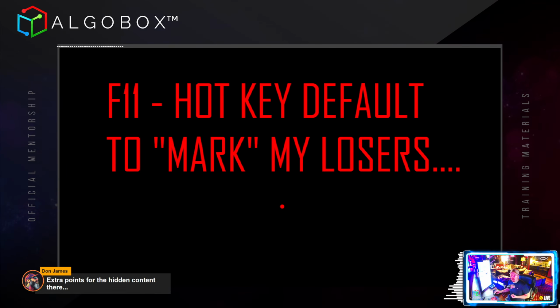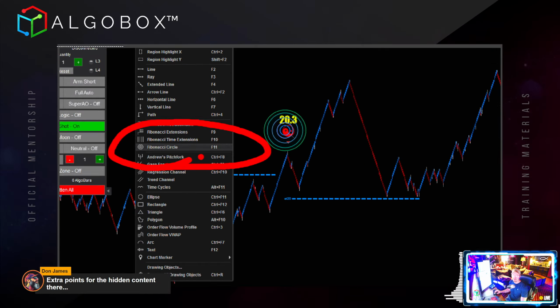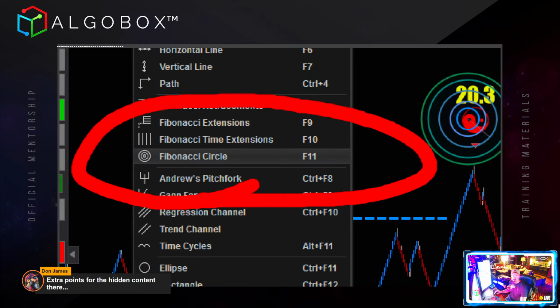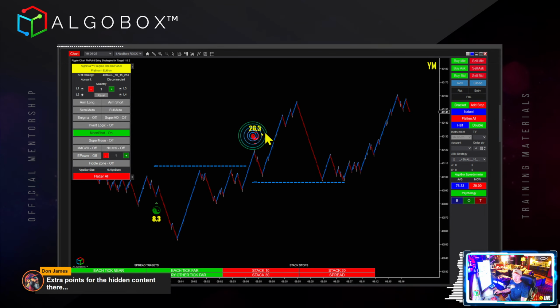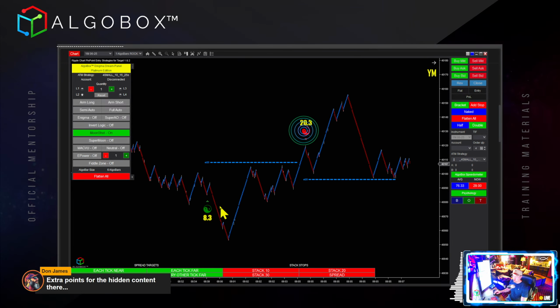Okay. So that tool is actually the Fibonacci circle tool. But people ask me all the time, what is it that I use to mark a loser? That's the F11. So that one was a loser.